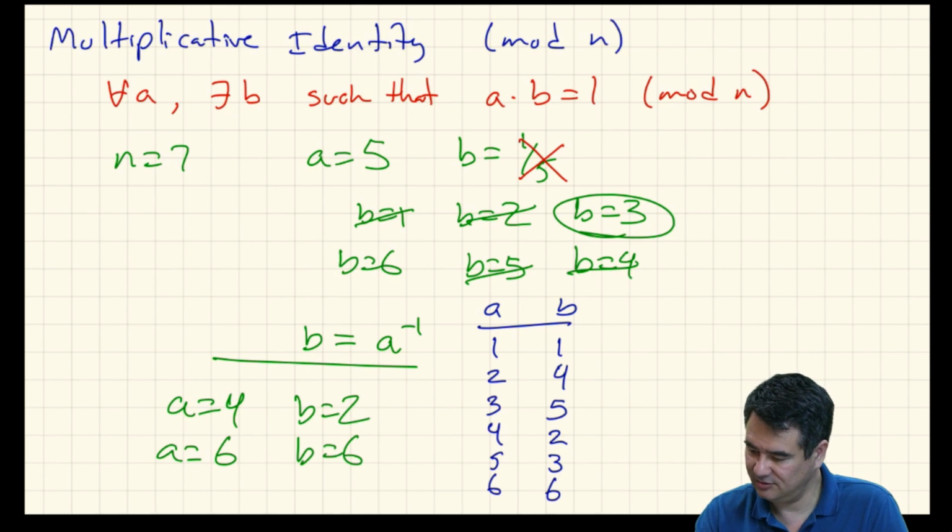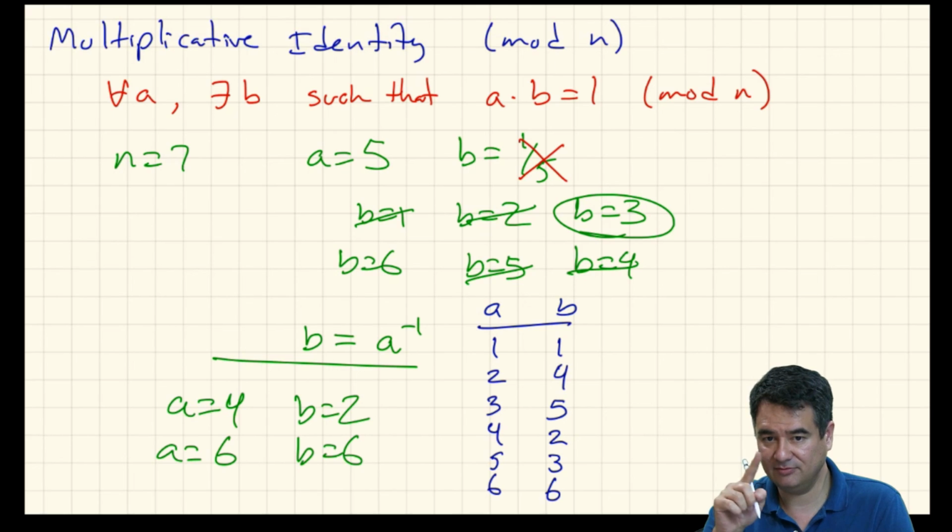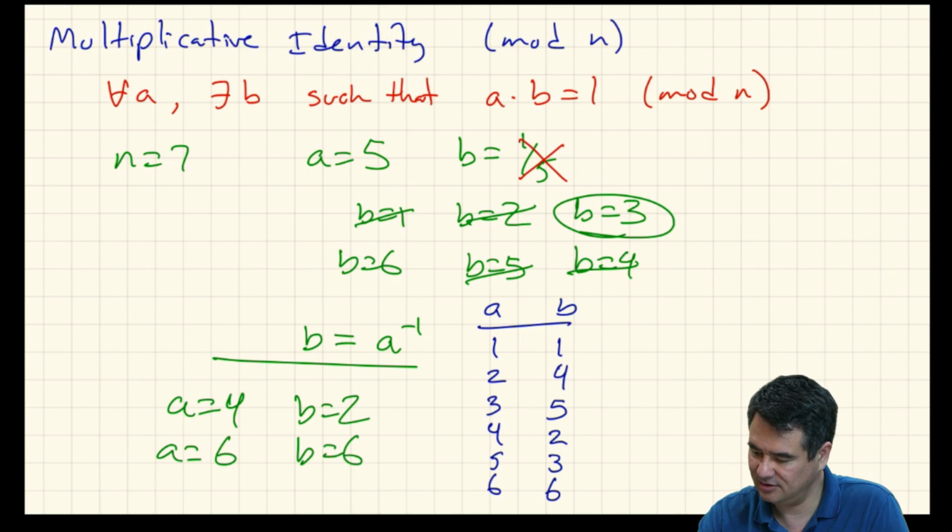Okay? So the thing to notice here is that for every value of a, there's a unique value of b. There's a one-to-one mapping between a and b. And if there's a one-to-one mapping between those two values, that forms something called a field.